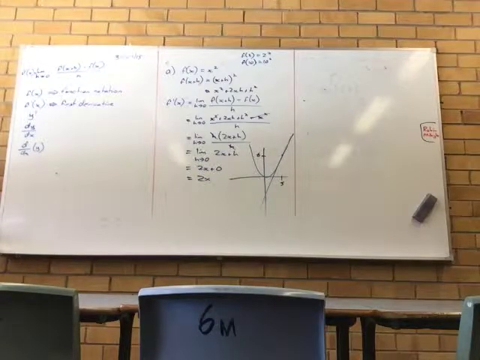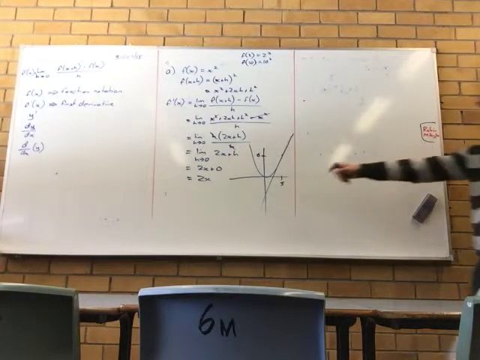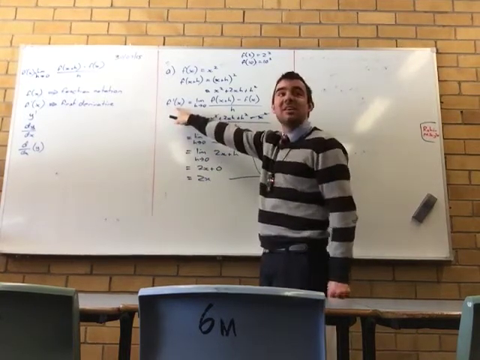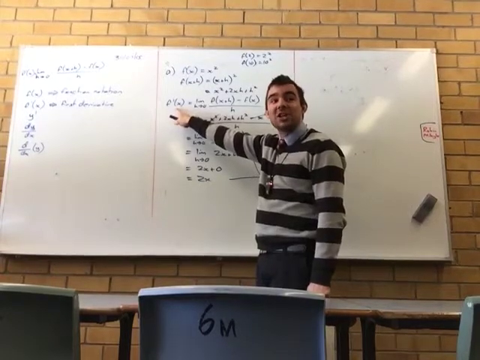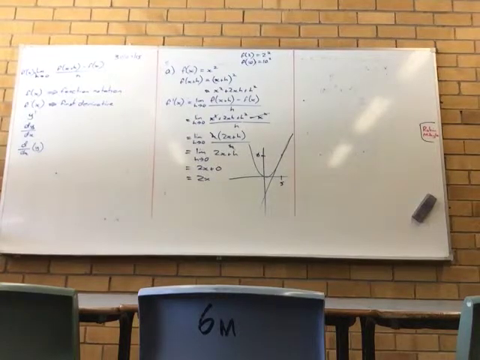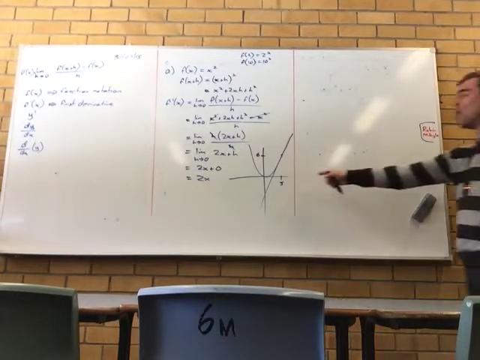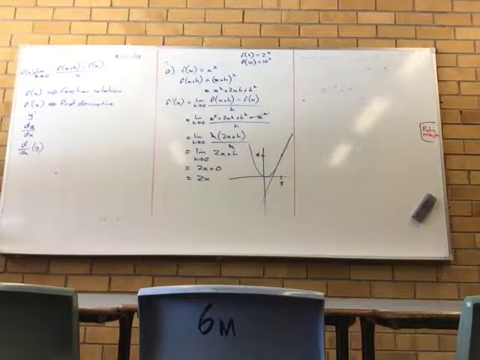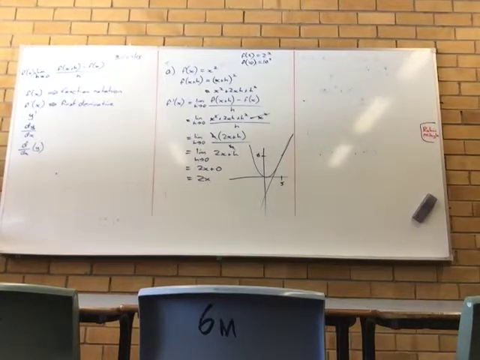What did I tell you this is? f dash of x is the equation of the gradient of the tangent at any point x on the curve. I was referring to the coordinate there. So at the point x equals -4, what is the gradient of the tangent at that point?